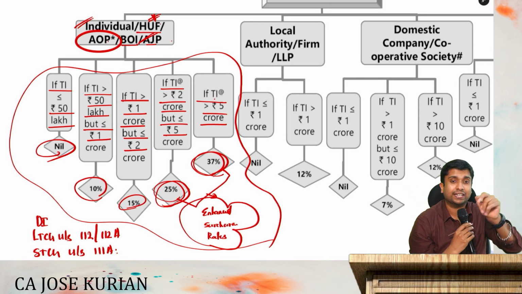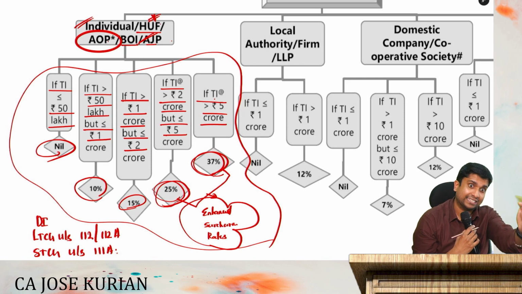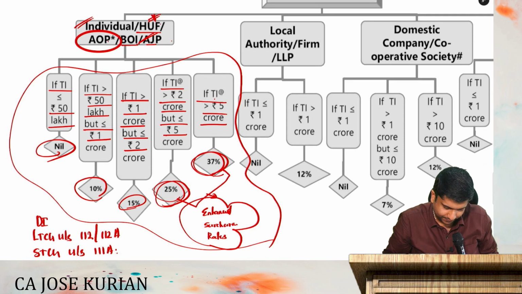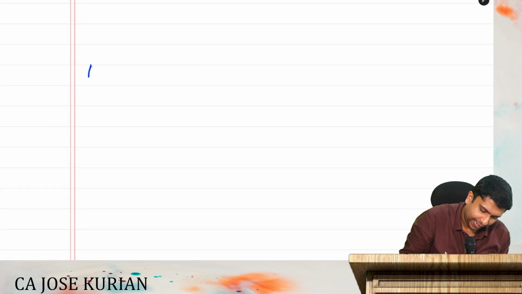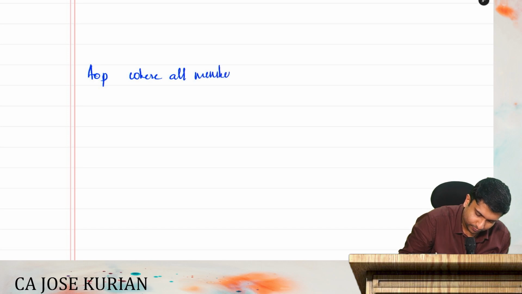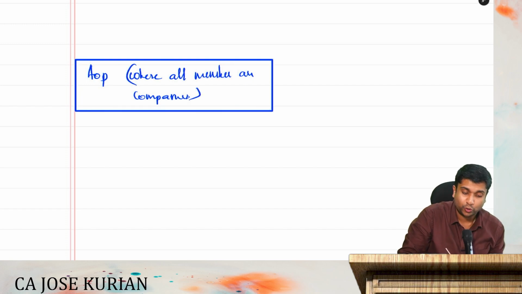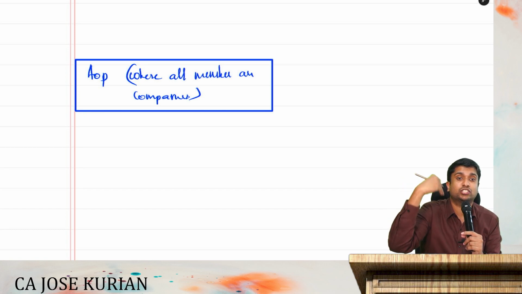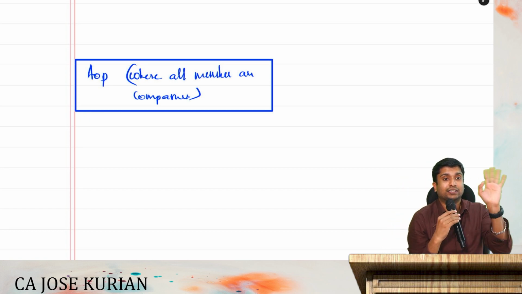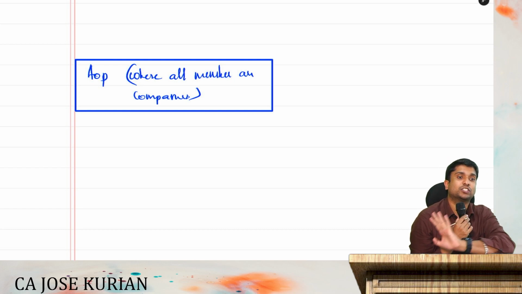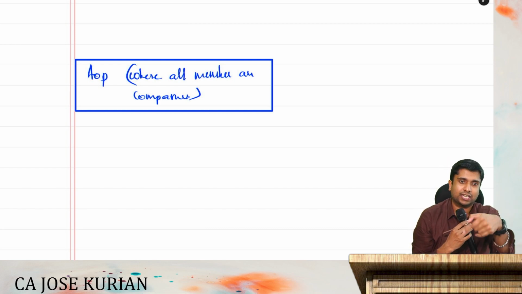This AOP here has an exception. That simply means if you are an AOP where all members are companies, if you are an AOP where all of your members are what? Companies, then for you there is a separate surcharge flowchart. For you, that 10, 15, 25, 37 is not applicable. You have a separate surcharge flowchart.